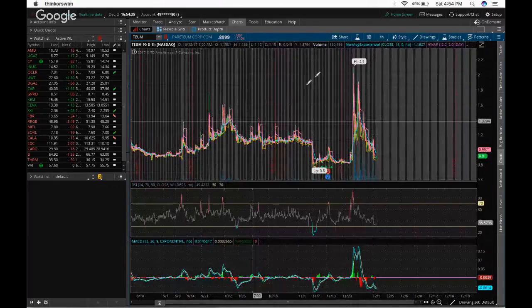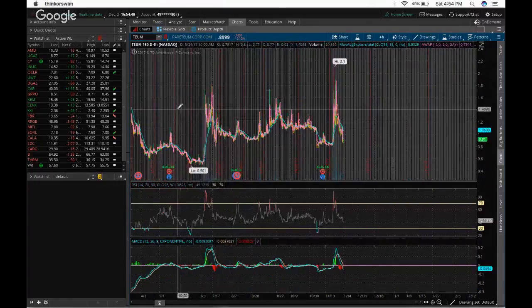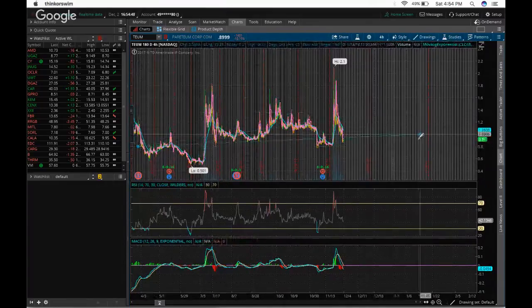So, okay, so this is my breakdown. I'm going to go back the full 180 days. And something that I can see about TEUM is that it's all over the place, right? Realistically, it has a pretty solid support at around 80 cents.